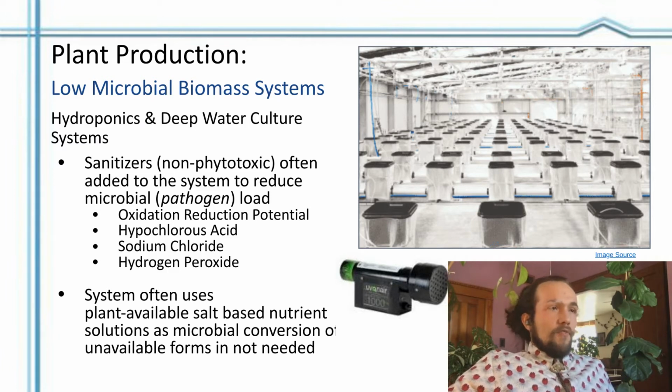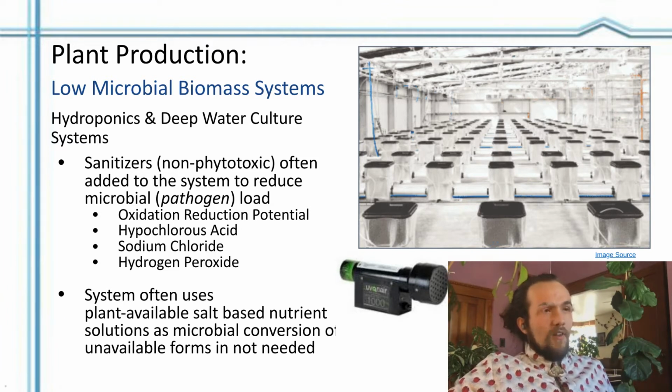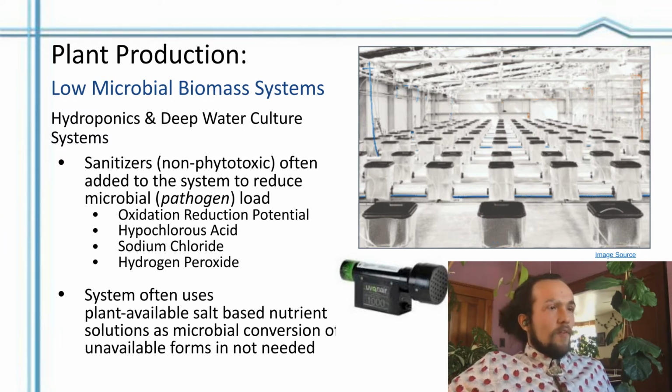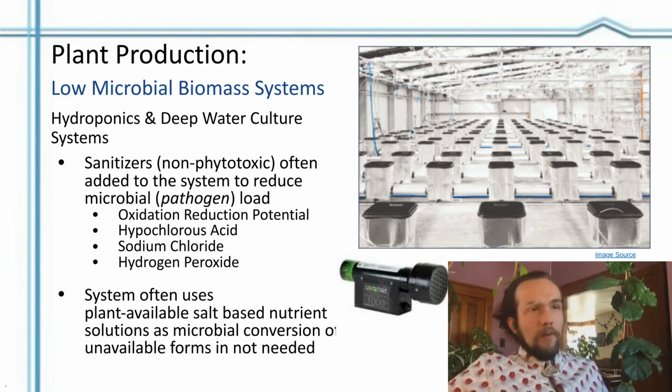And one thing that growers usually do in these systems is employ sanitizers. I have a small icon of an ozone generator on the left and the formula for hydrogen peroxide on the right, two very common sanitizers used in a deep water culture or hydroponic system, because that will limit microbial biomass, preventing biofilms and algae buildup and things like that. And often in these systems, because the microbial conversion of unavailable nutrients is not needed, growers also employ salt-based plant-available nutrients. So plants can uptake them readily, and so can free-living microbes that we'll talk about in just a little bit.